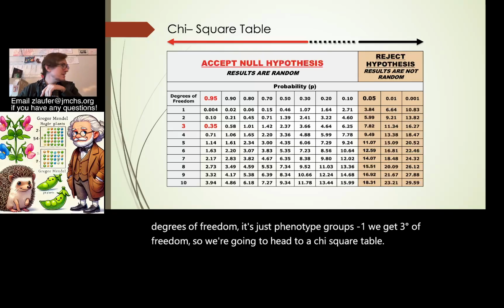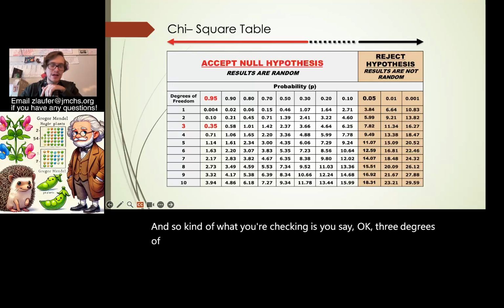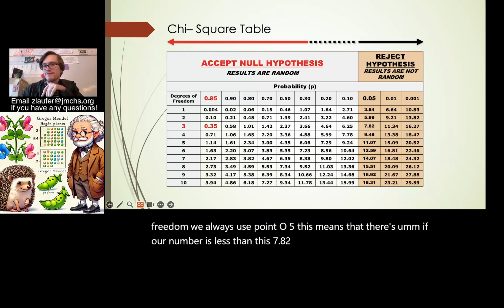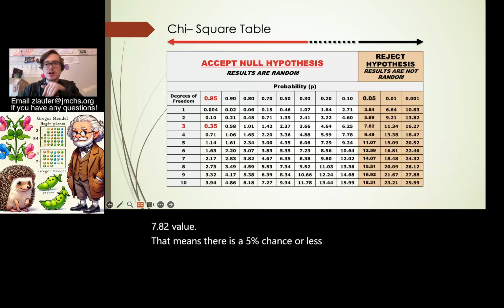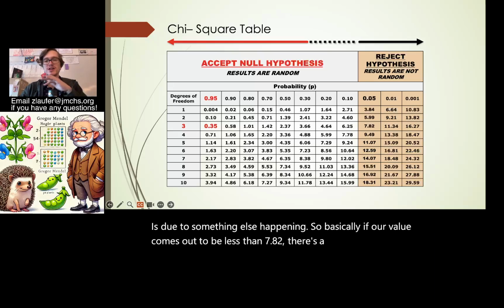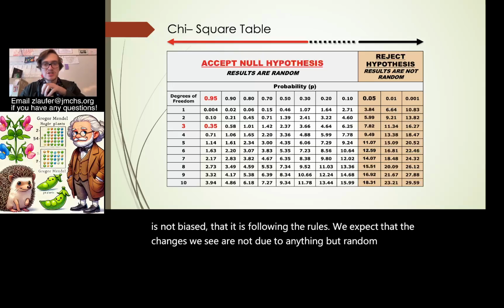We're going to be using the 0.05 for P almost always. What you're checking is, okay, 3 degrees of freedom. Ignore this red bolding. We always use 0.05. This means that if our number is less than this 7.82 value, there's a 5% chance or less that what we saw is due to something else happening. So basically, if our value comes out to be less than 7.82, there's a 95% chance that our data is not biased, that it is following the rules we expect, that the changes we see are not due to anything but random chance, which is the case we fall into.